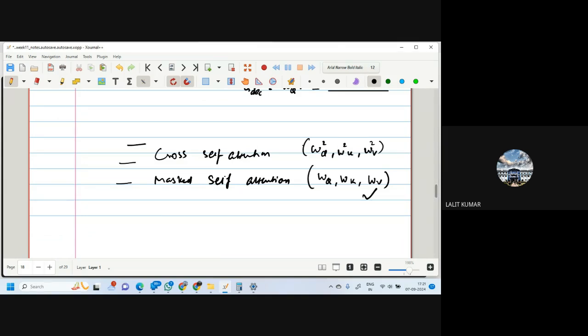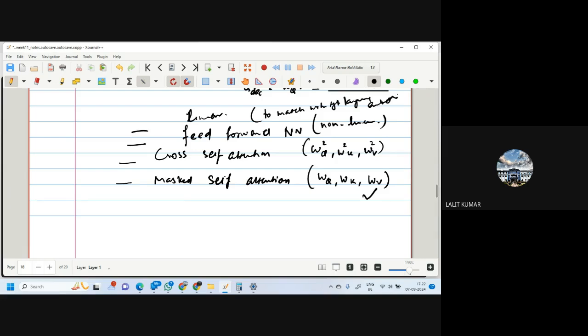Then you do feed forward NN for non-linear transformation. Then you feed it to linear to match with the target language embedding. And then finally you do softmax for classification. Is that okay?